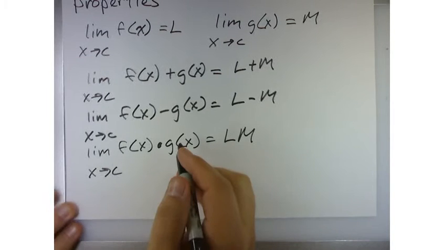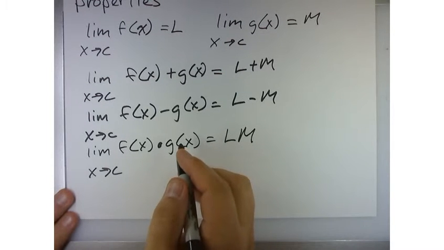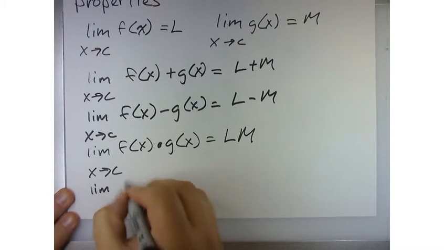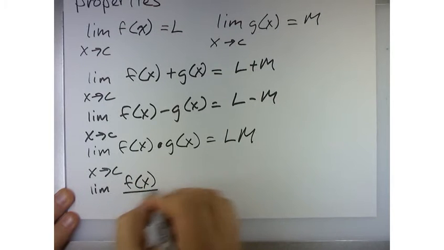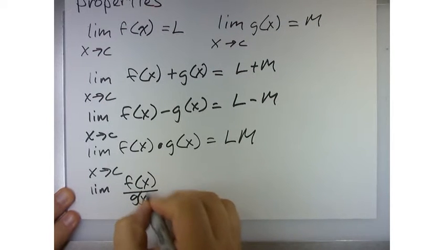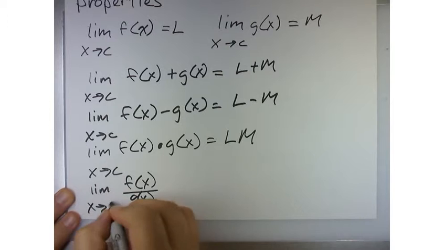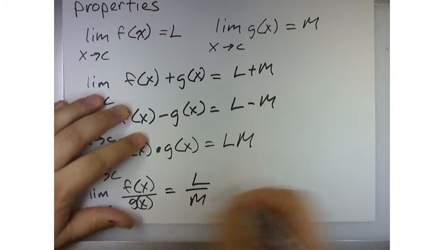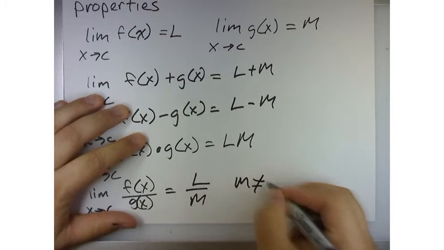Now if I were to divide them, that's a different rule. To divide them, and we'll use this one a lot too, the limit of f of x divided by g of x as x approaches c is just going to be L divided by m, but what's the exception? m cannot equal 0.